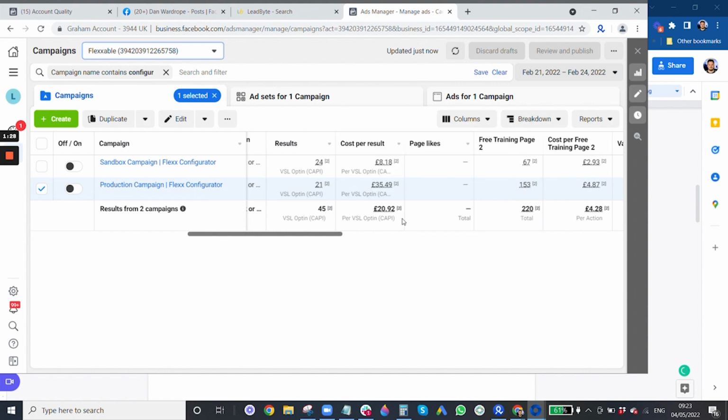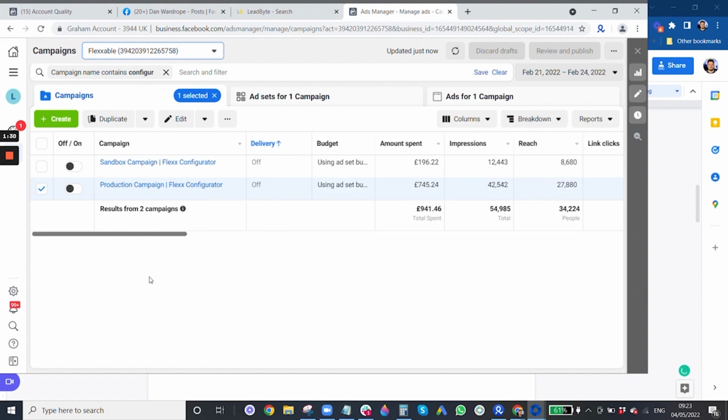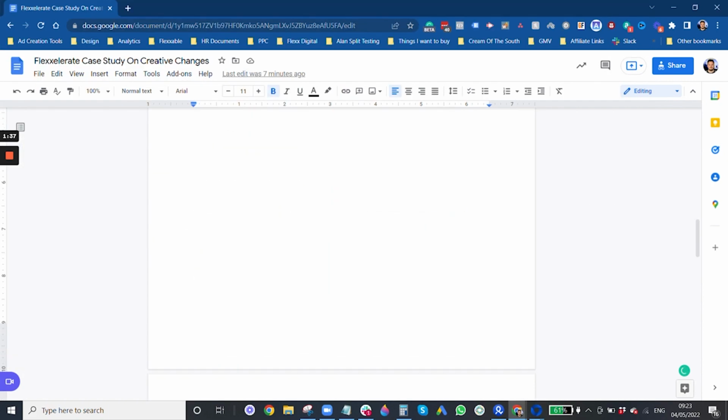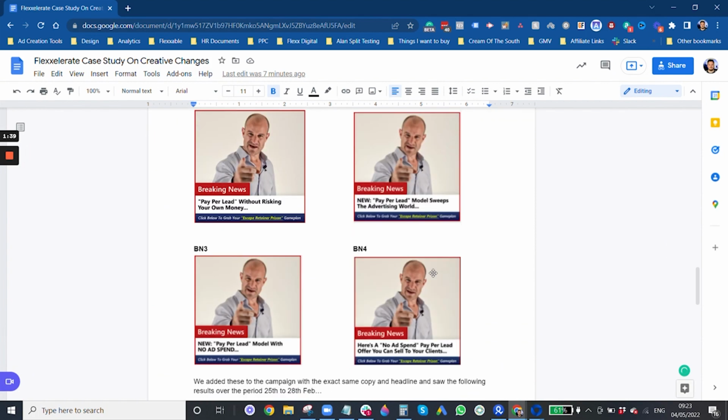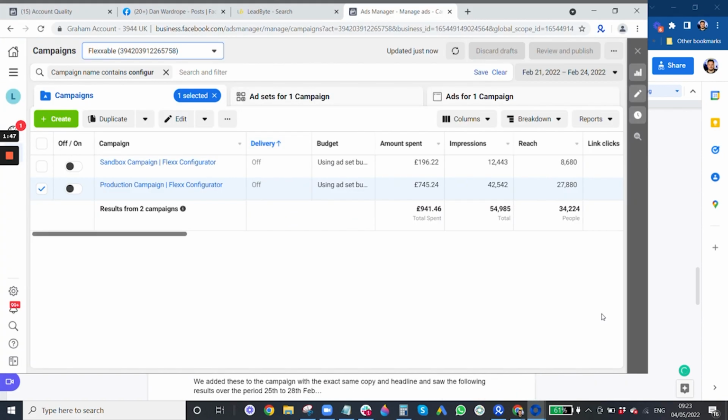So then what we did was we introduced 4 new creatives into our sandbox, which I'll show you now. So these are the 4 new creatives we did. It's just the breaking news type style images with different headlines, and we introduced these into the sandbox. Now the sandbox, I think we made the decision after 2 hours to put these into the production campaign because it just went crazy. Like, it was so much cheaper.